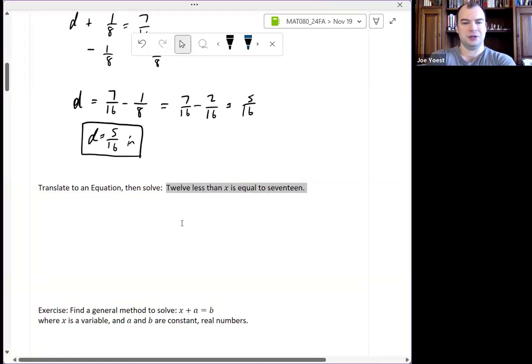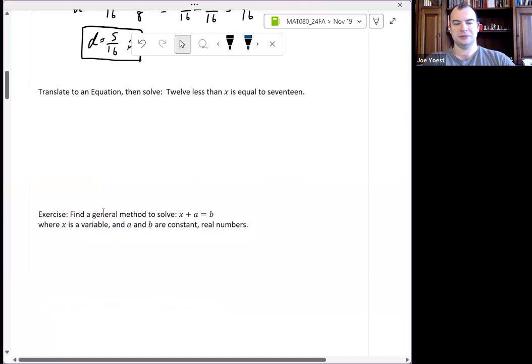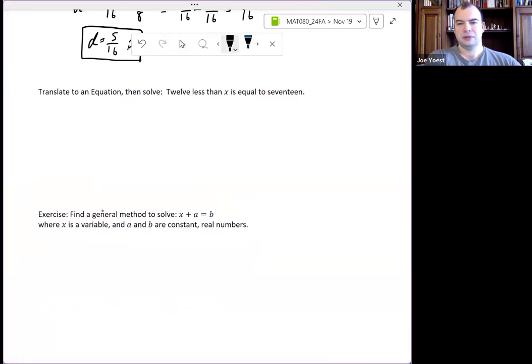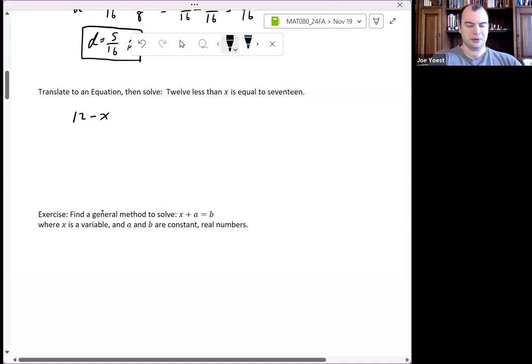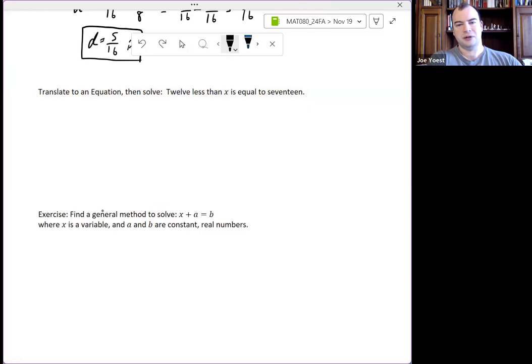Okay, let's look at this next example. Translate to an equation and then solve. 12 less than x is equal to 17. Let's be a little bit careful. If I have $5 less than I had yesterday, I had yesterday's amount minus $5. We might be tempted to write 12 less than x as 12 minus x, but it's actually the other way around. So 12 less than x is x minus 12 is equal to 17.